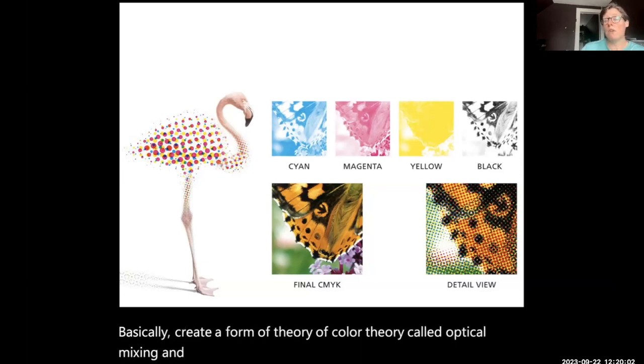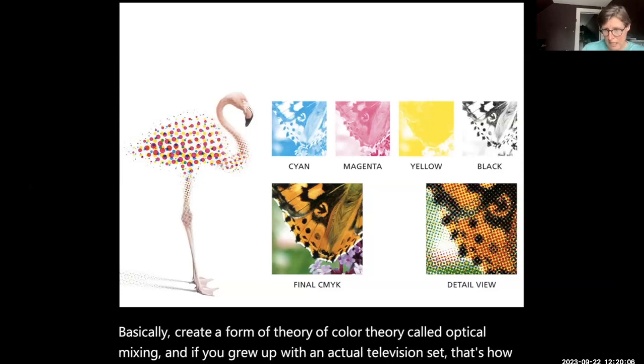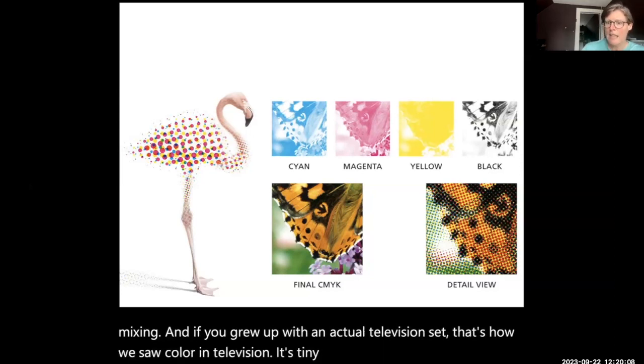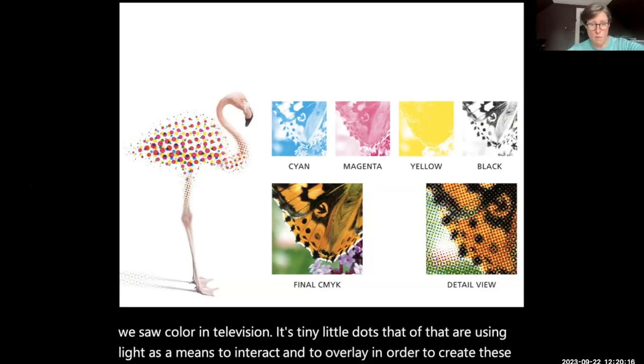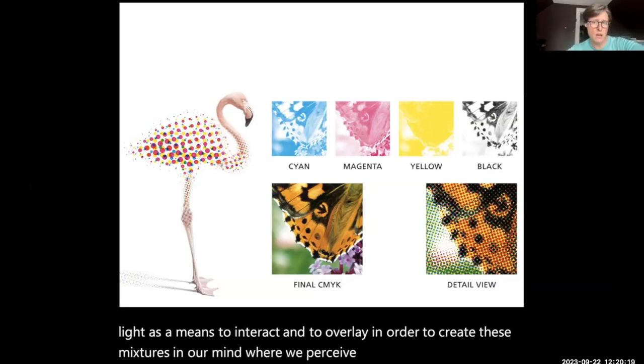And if you grew up with an actual television set, that's how we saw color in television. It's tiny little dots that are using light as a means to interact and to overlay in order to create these mixtures in our mind, where we perceive an orange when magenta and yellow are mixed one over the other.